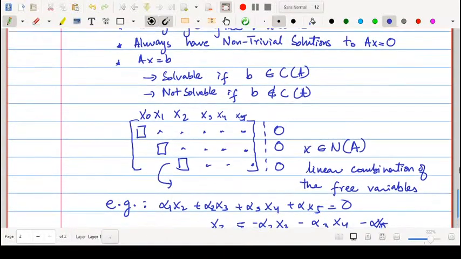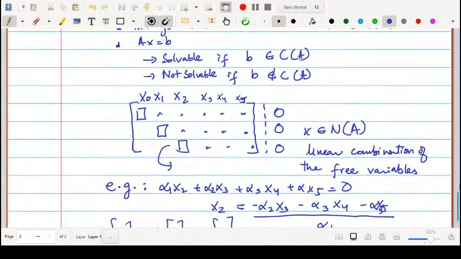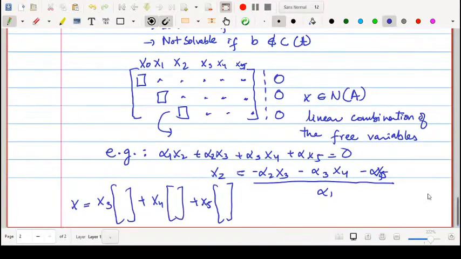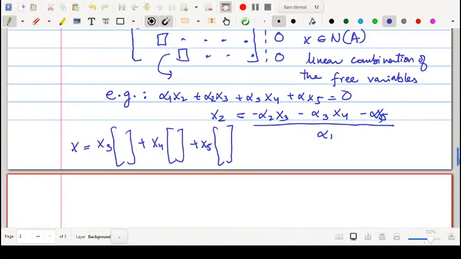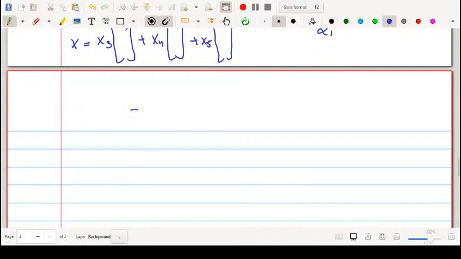The idea is that Ax equals 0 will have non-trivial solutions because you always have free variables, right? And what about Ax equals b? There's a problem with Ax equals b because let's say you had the 3 pivots, and then you had some entries here.